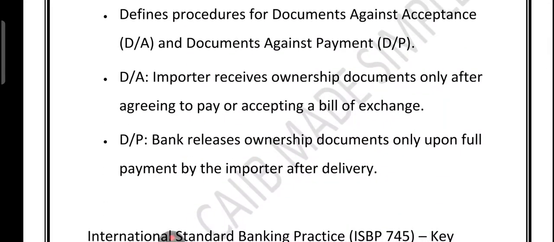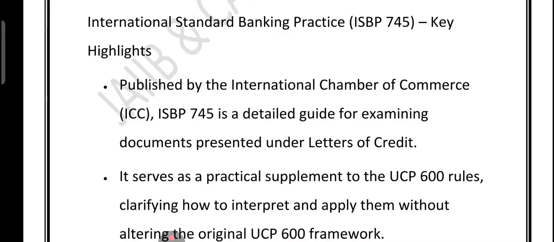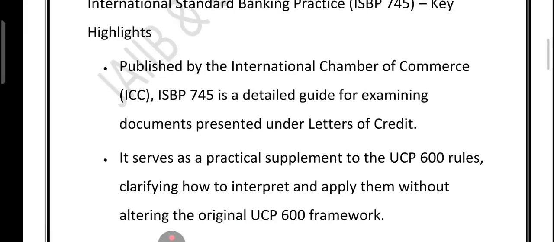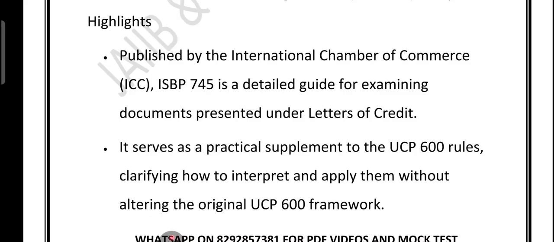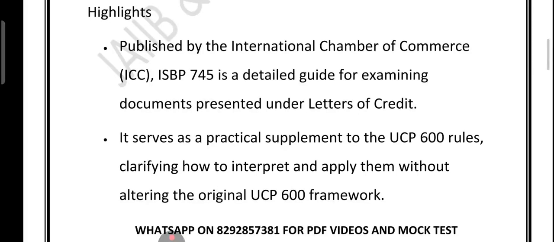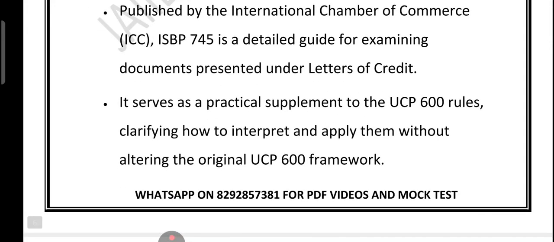Now friends, let's talk about ISBP 745. ISBP full form, you know it very well, International Standard Banking Practices, and version 745 is the latest edition published by the International Chamber of Commerce. You can think of it as a practical guidebook that explains how to check documents under a letter of credit. It works alongside UCP 600. It does not change the rules, but it clarifies how to apply them in real life.